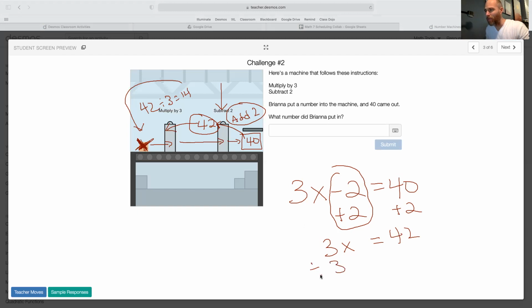3 times our unknown number is 42. I want to divide that 3 away, but I have to do it to both sides. What happens is 3 times x, but then divided by 3. The 3 on top and the 3 on bottom sort of make a fraction. They divide each other and create a 1. And so what you're left with is 1x. I could write an invisible 1 next to that x, but I don't like to do that. It's just x, divided by 3 equals 14. So I'm pretty sure 14 is going to be our answer on this one.